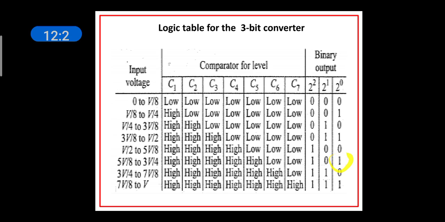For this one state, we have to write C5, C6 bar. Only for this level, C5, C6 bar will be high. Otherwise, it will be 0. Then for this one state, it is C3, C4 bar. For this one state, it is C1, C2 bar.